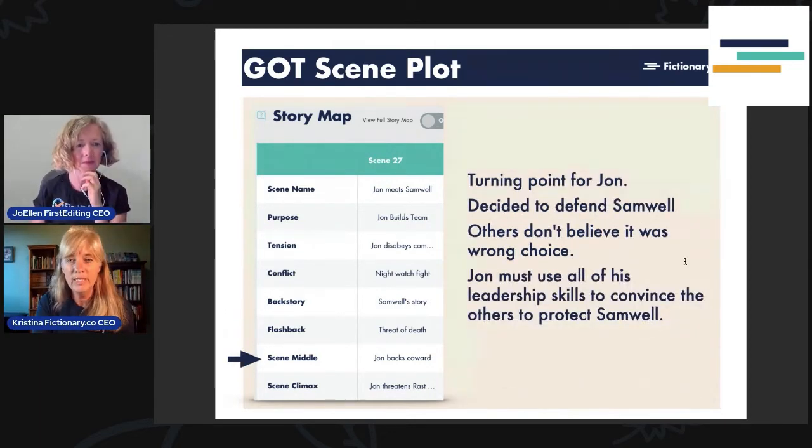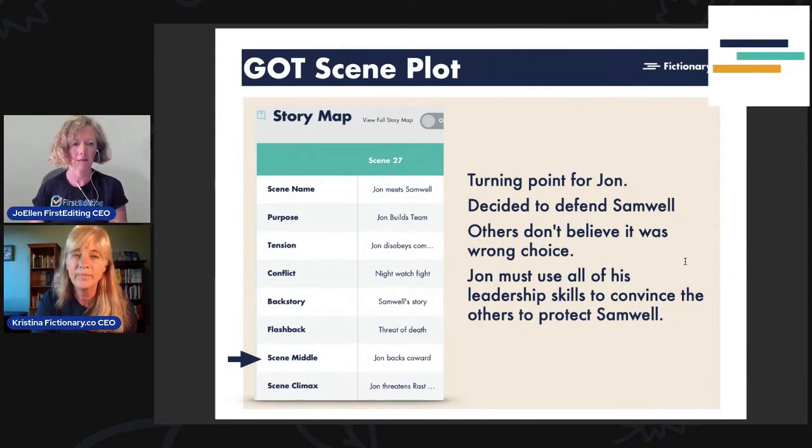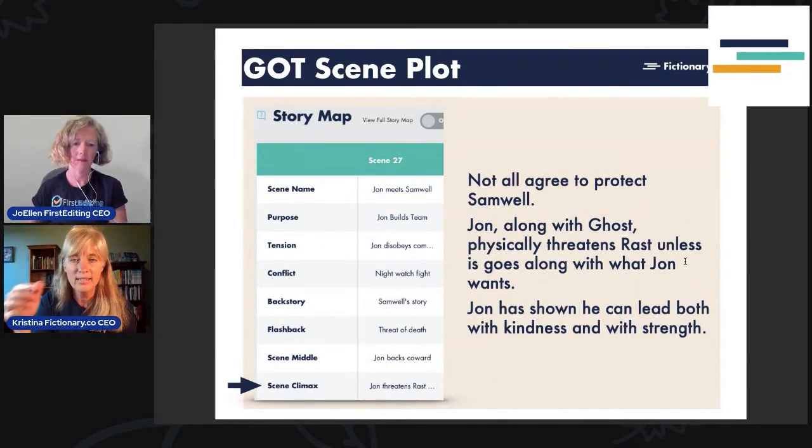The scene middle we talked about already, so it's part of the plot elements, and it's where John decided to defend Samuel, and the others believe it was wrong, and now he's got to use his leadership skills to convince the others to protect Samuel. And the scene climax is not all of the knights agree, including Rast, which is what I showed you. So here at the climax is where John has shown he can lead both with kindness and with strength, and it's quite a vivid scene when he brings that wolf in there.